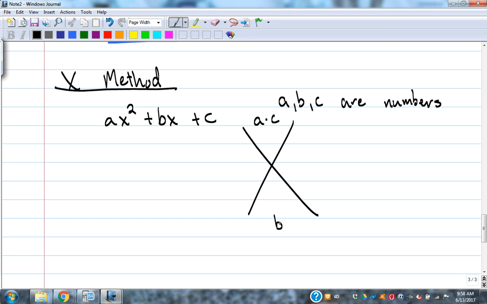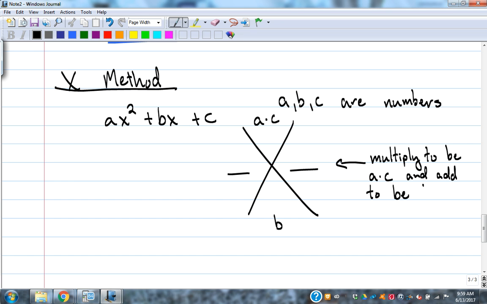In the bottom part, you're going to put whatever B is, the number that B is. Okay. And then we're going to try to find the pieces that go on the side of the X. All right. That's what we're going to do here. We want these 2 numbers on the sides. They need to multiply to be A times C and add to B. Okay?